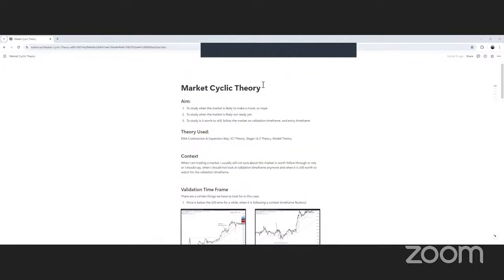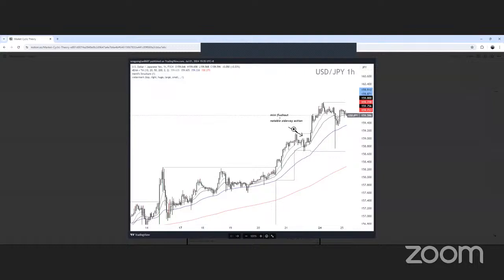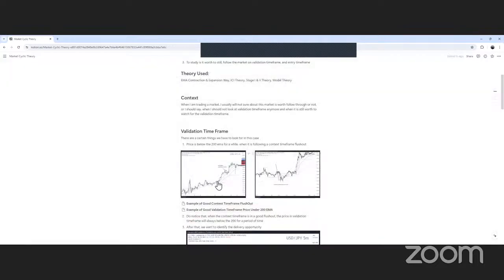Now, when I'm trading a market, I'm usually not sure about the market as well. So this is the context of why I'm doing this. On the context time frame, it's still the same thing. We still want to have this kind of mini sideway or notable sideway action, or a mini flush out. We're still looking for that.